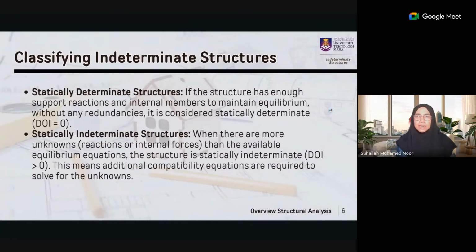Okay, of course, there are two types, as you should already know: determinate structure and indeterminate structure. Another one is unstable, right? Less than 0 is unstable. We cannot have an unstable structure.